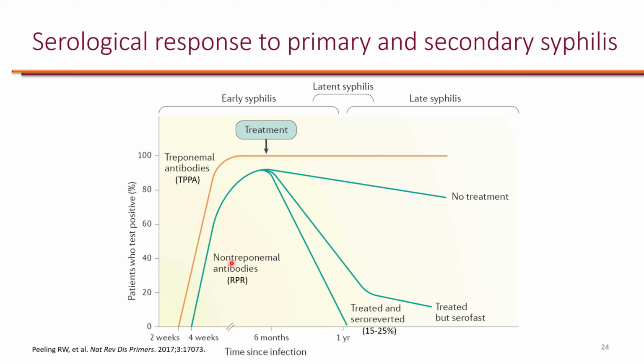Whereas with non-treponemal antibodies, once the organism is cleared, the levels actually go down. So if it's treated and seroreverted, meaning the antibodies go away, over time it goes down. And even if you don't treat it, over time these levels go a little lower, but are still detectable. So that's something to keep in mind to see what happens over the course of infection, and specifically what happens with treatment versus no treatment.